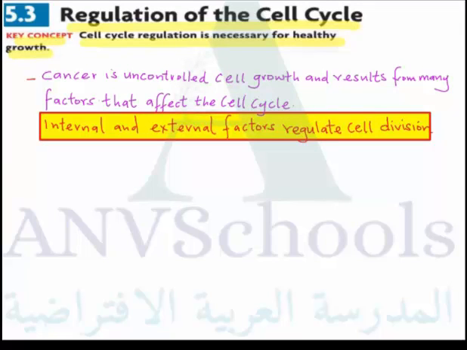Both external and internal factors regulate the cell cycle in eukaryotic cells.